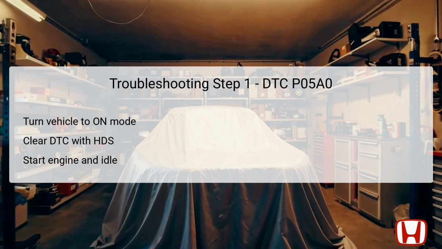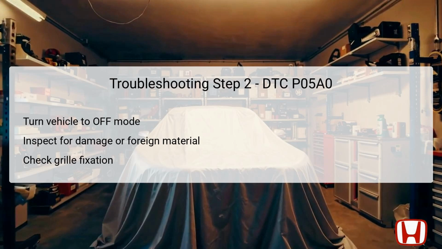At this stage, monitoring parameters related to the upper shutter grille with the HDS is crucial. Confirming whether the current conditions match the predefined thresholds will guide whether further inspection is needed or if intermittent issues are present. Next, turn the vehicle to the off lock mode. This step ensures safety while physically inspecting the vehicle's components.